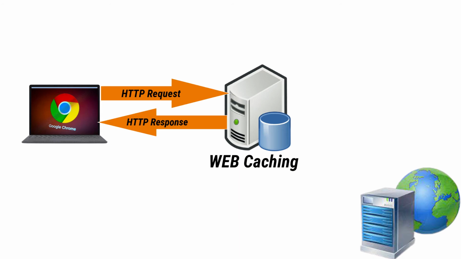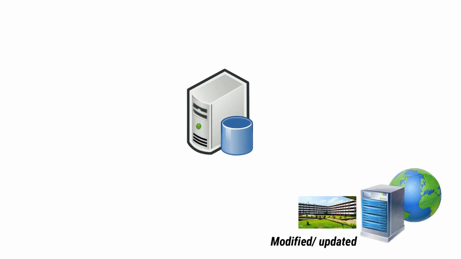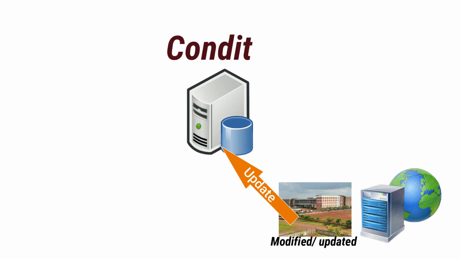Caching can reduce users' response times, but it introduces a new problem: the copy of an object residing in the cache may be outdated. In other words, the object residing in the web server may have been modified. Fortunately, HTTP has a mechanism that allows a cache to verify that its objects are up to date. This mechanism is called the conditional GET.